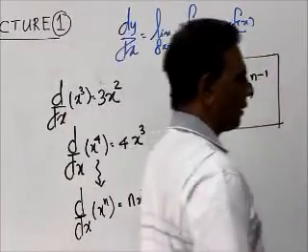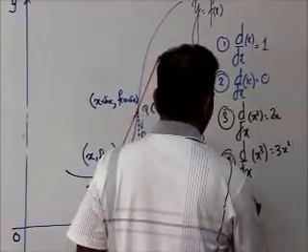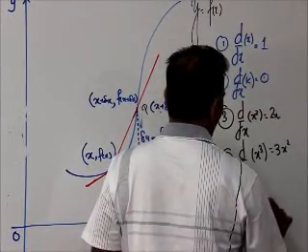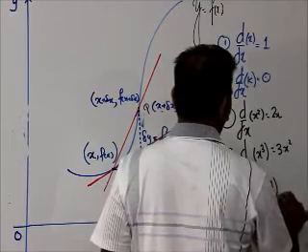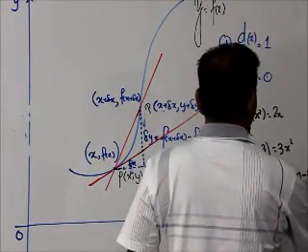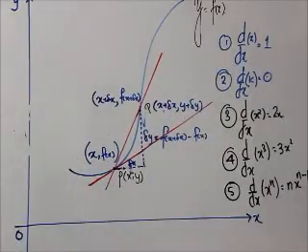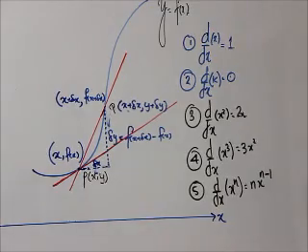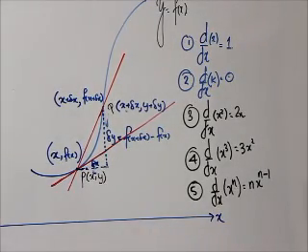So the next conclusion: d by dx of x to the power n, this is the final formula, is equal to n into x to the power n minus 1. Okay? Right. So now we can apply this formula.